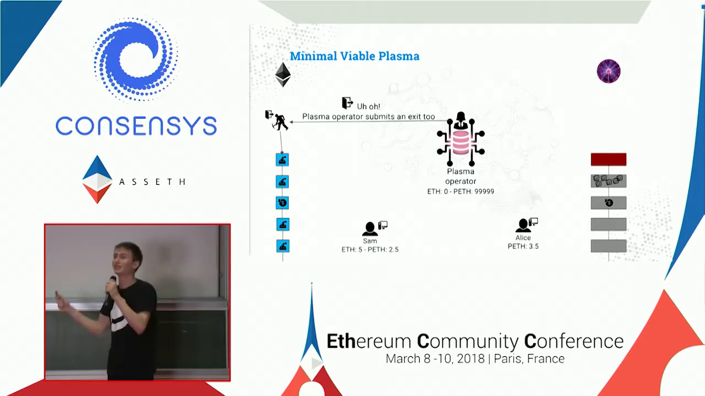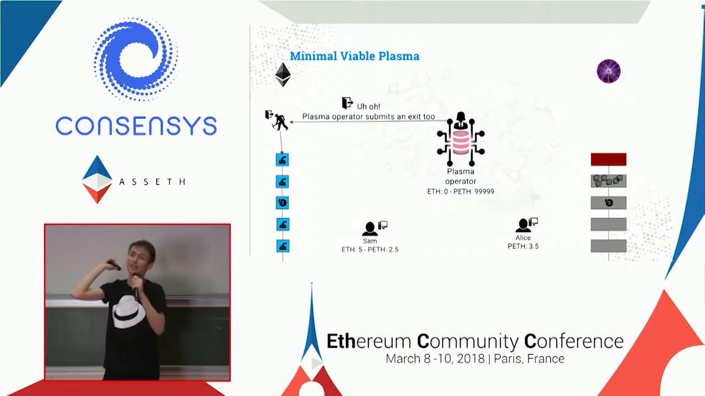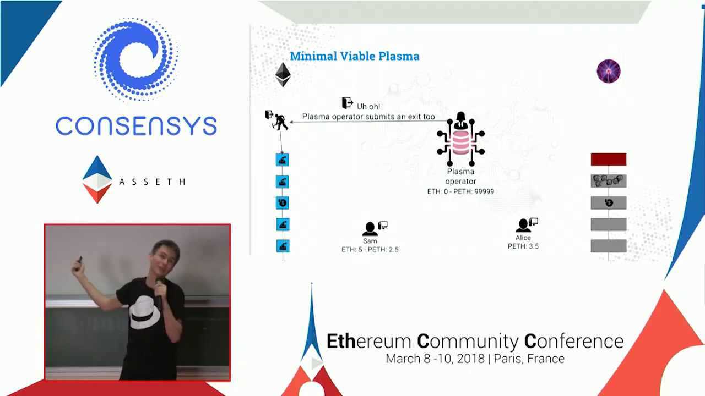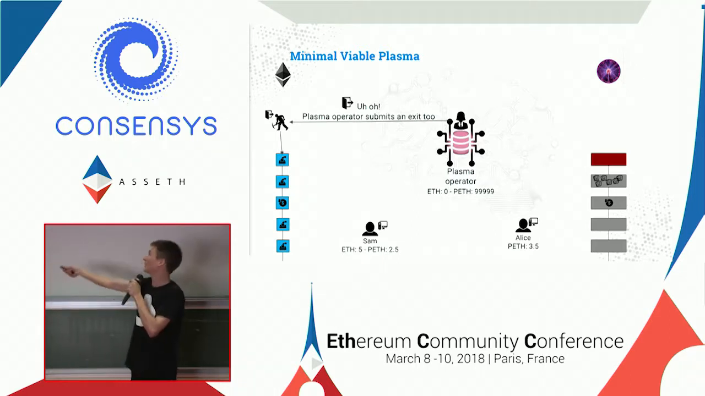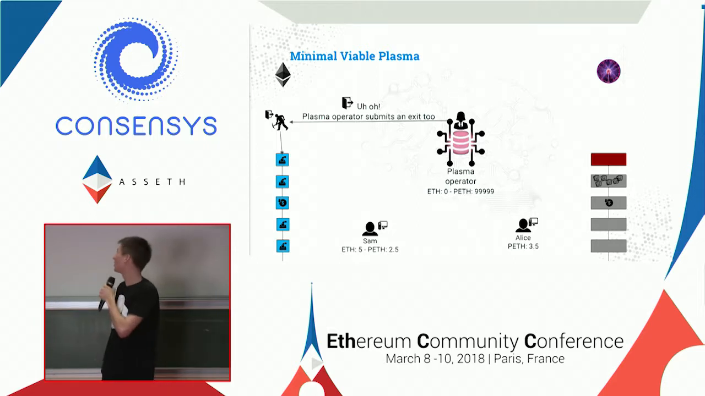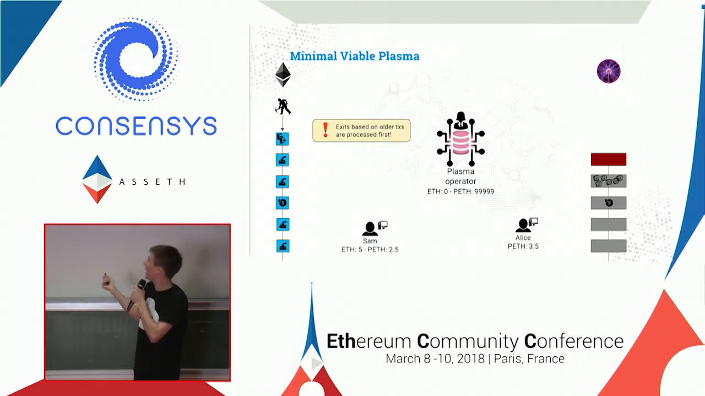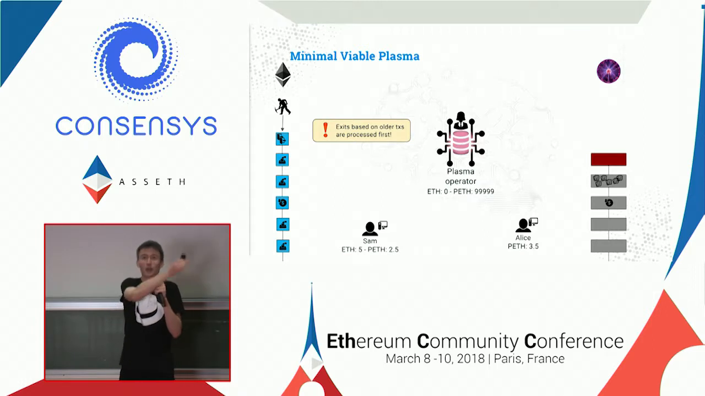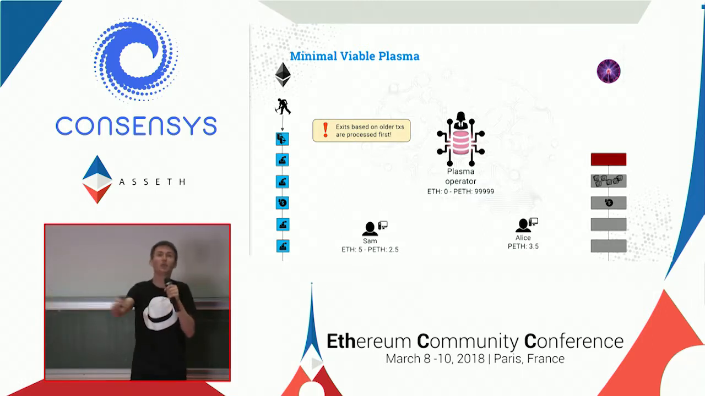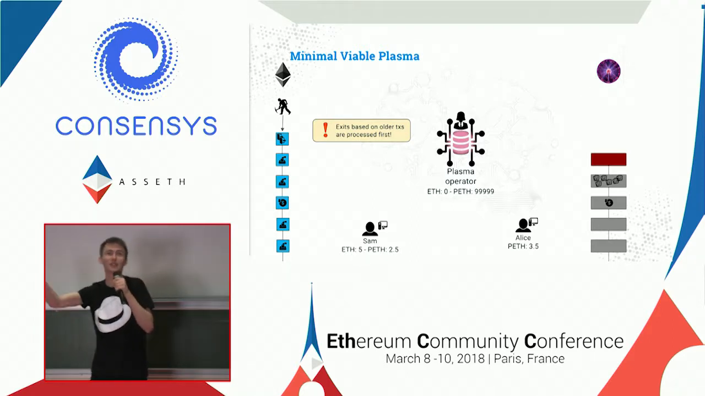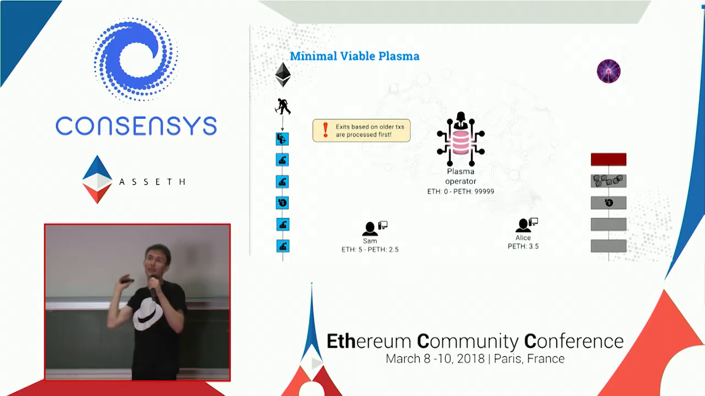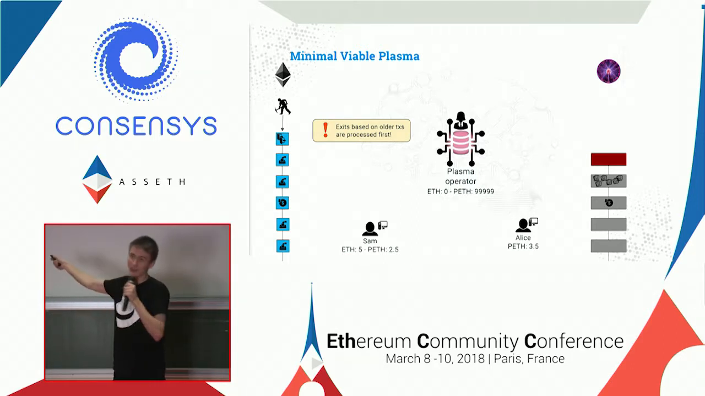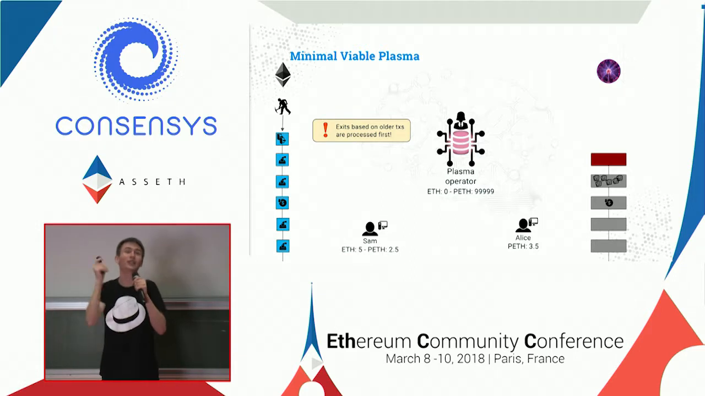So this is scary because the Plasma operator, if they were able to exit, would be able to steal basically all of the ETH that is now locked up in the Ethereum smart contract. So exits are mined, and the interesting thing is they are processed based on transaction ordering. So when you send a transaction, it's going to be included in one of these blocks, and we're going to say, OK, the last person who sent a transaction for this coin is the one who gets their coins back, unless there's a challenge.